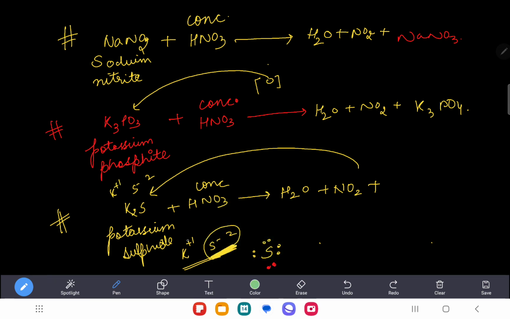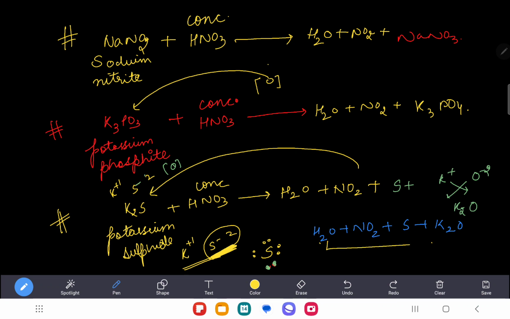Yeah. What is it going to do? It is going to take those extra electrons from sulfide. It is going to say that you are already rich in electrons. Give me those two electrons. So this sulfide becomes sulfur. And O becomes O minus 2 and there is K plus in the beaker. So they will combine to form what? K2O. So the products formed would be H2O plus NO2 plus sulfur plus K2O.